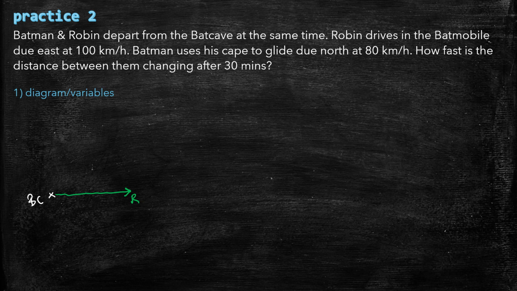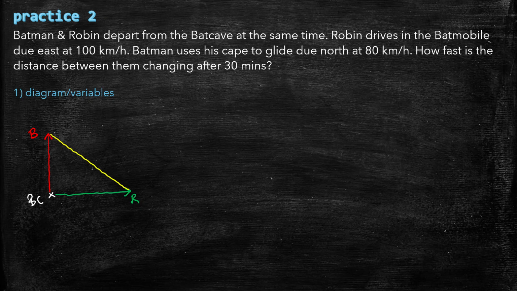And we have, let's see, Batman going due north at a certain speed. I was going to write that he's flying at 80 kilometers per hour, but in fact I found out he can't fly. He has to kind of use his cape to glide. So he's gliding in that direction, and we have to find the distance between them, how fast the distance is changing. So we need this.